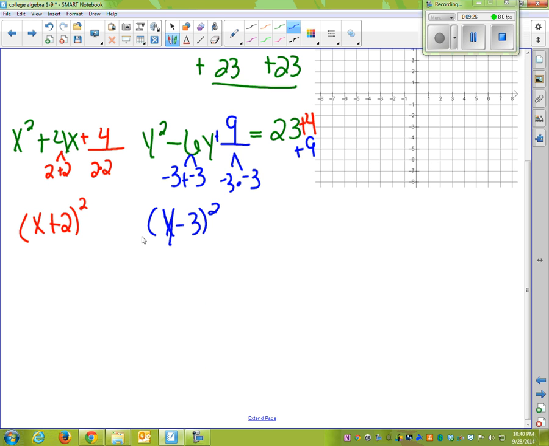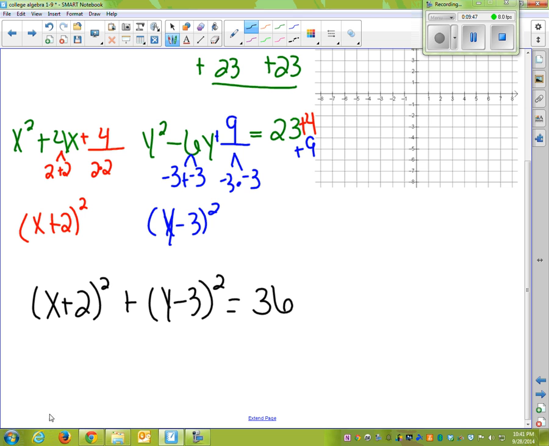So altogether, this is what it looks like. x plus 2 squared plus y minus 3 squared equals 23 plus 4 would be 27. 27 plus 9 would be 36. This is the standard form of my circle.